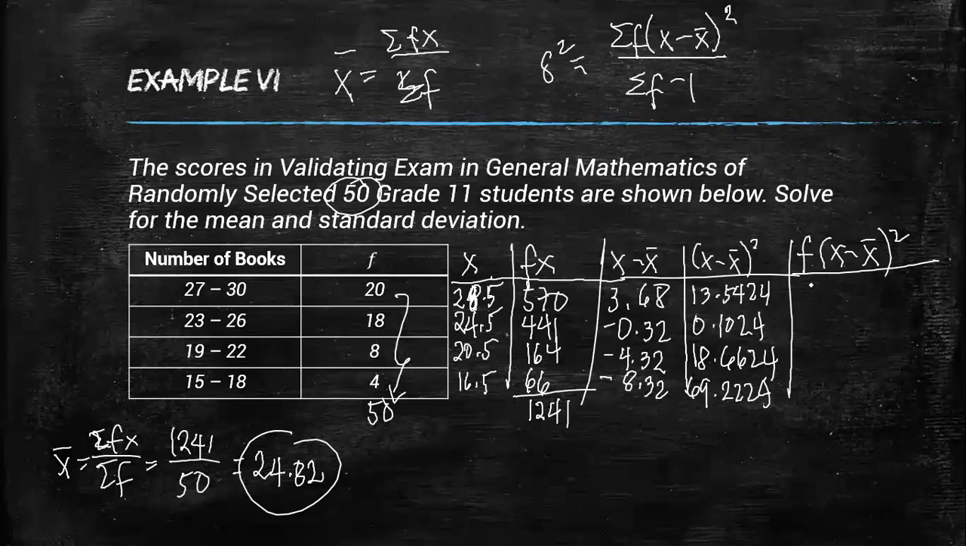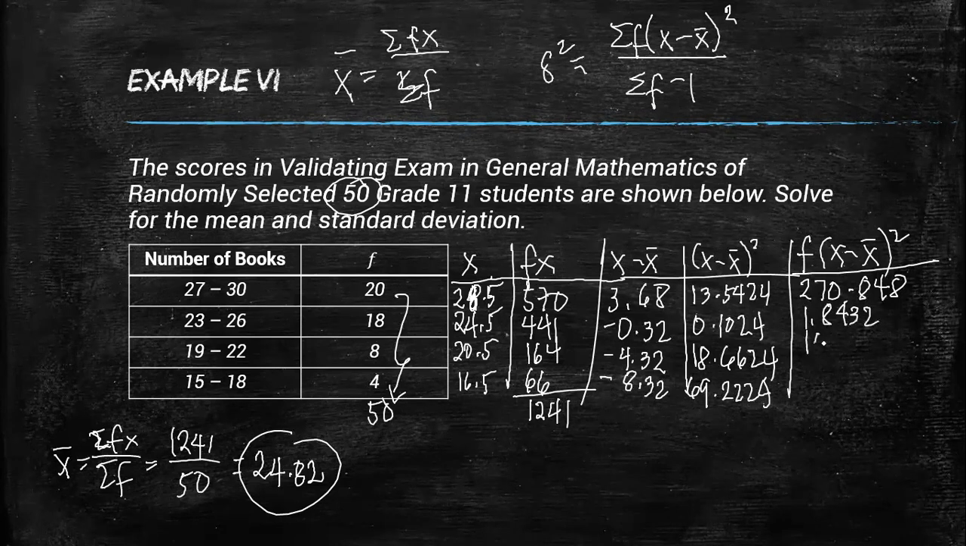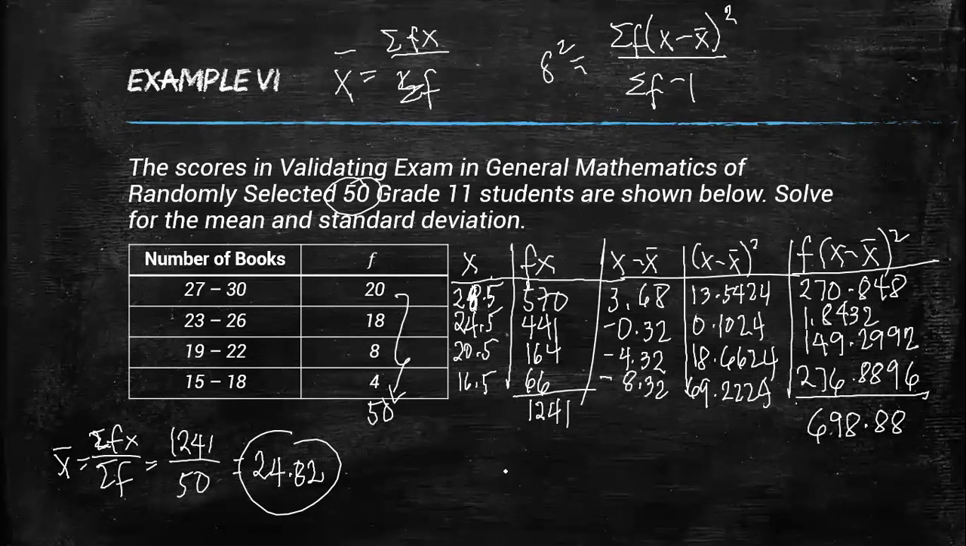So 20 times 13.5424, that would be 270.848. Dire-diretso na, class, ha? So we have 1.8432 and then 149.2992 and lastly we have 276.8896. Pareho ba tayo? Yes. Okay. So the sum is 698.88. Tama? Opo. Okay.